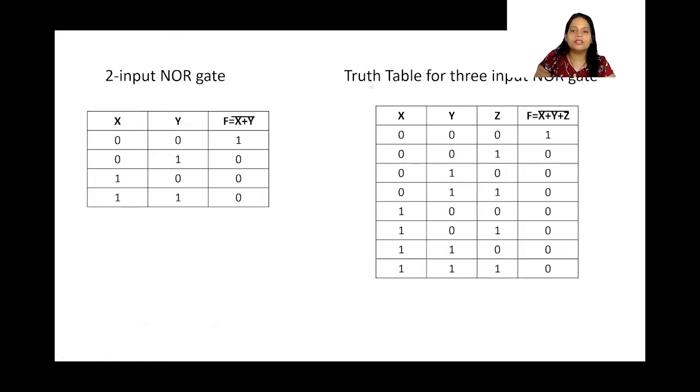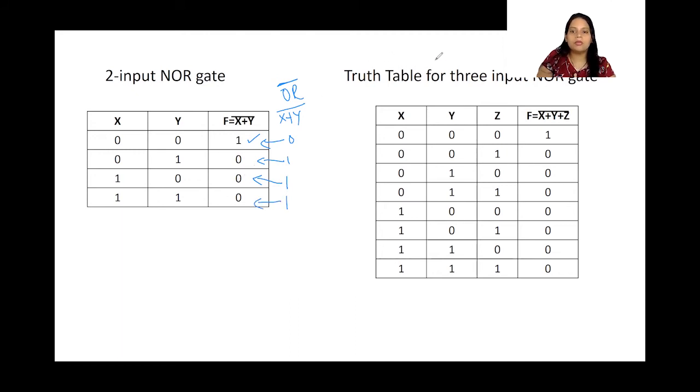We already saw that only whenever both inputs are 0, only then the output is going to be 1. It is obvious, isn't it? Why? Because what is the truth table for OR gate? It is nothing but 0, 1, 1, 1, isn't it? Whenever either input is 1, then the OR is going to be 1. This is nothing but NOT of OR, so we need to complement it. Complement of 0 is nothing but 1. Complement of 1 is nothing but 0. Complement of 1 is 0. So this is actually the logic.